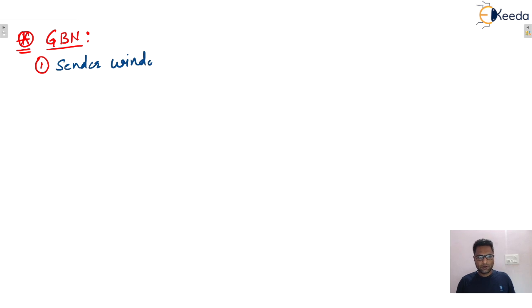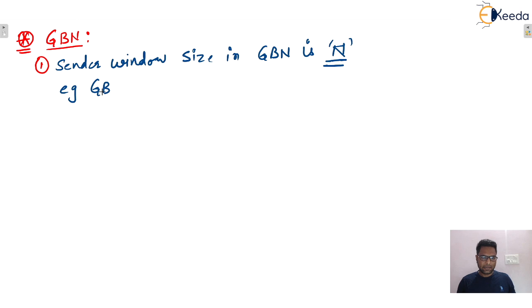In GBN, the first point is the sender window size. The sender window size in GBN is N itself, isn't it? For example, let's say GB10. That means the N value is 10. So the sender's window size will be 10 only.